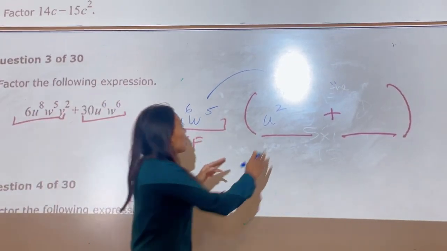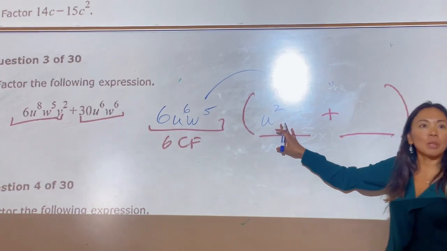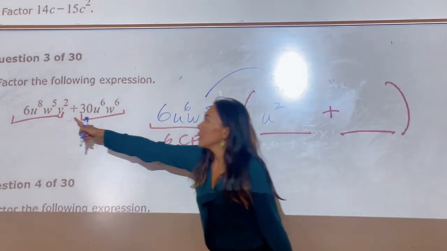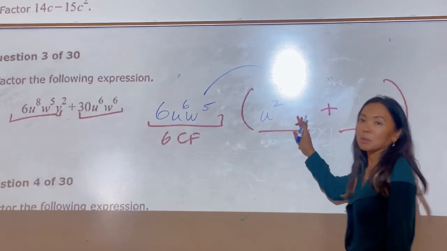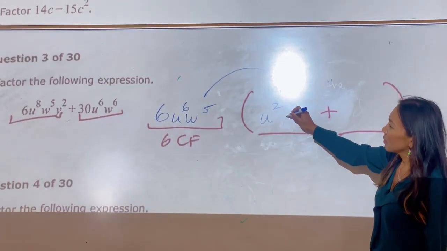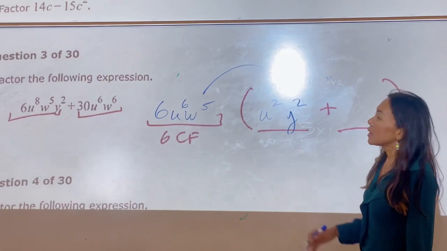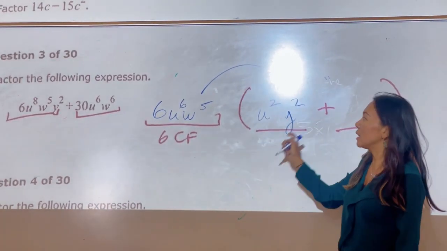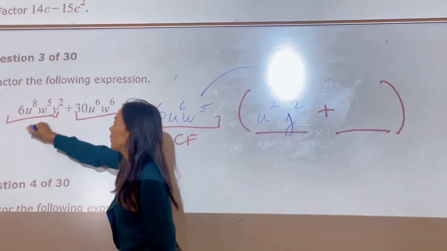How many more w's do I need? Do I need any more w's? No, right? There's enough w's. w to the 5, w to the 5. What else do I need to put here? Y squared. Right, y squared. So double check your work. This multiplied by this, if I distribute it, you should get its original value here.